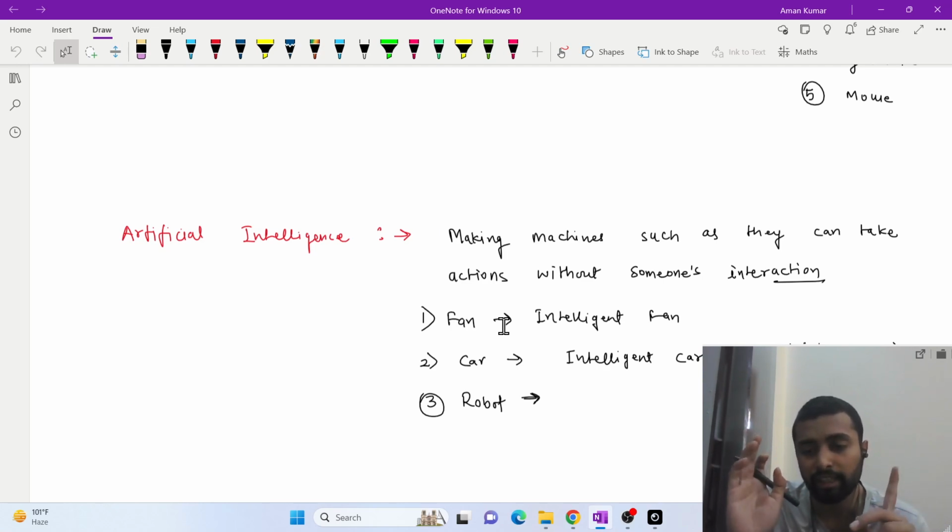In one sentence, we can say that AI is going to solve many problems, from small to very high complex problems.